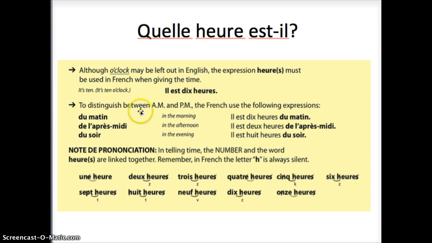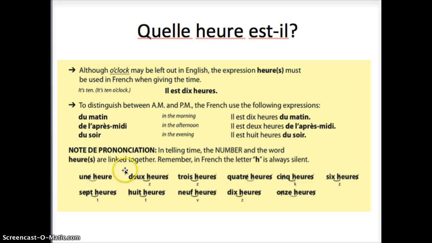And to distinguish between AM and PM, we use the following expressions in French. So du matin, in the morning, AM, de l'après-midi, in the afternoon, if it's before 7 p.m., and du soir, if it's after 7 p.m. And as we said in class, AM and PM come from Latin. It means ante meridiem and post meridiem. Okay, ante before meridiem midday and post meridiem after midday. So that's what you're using in English. You're using Latin.